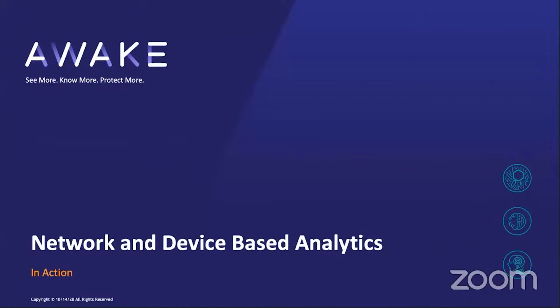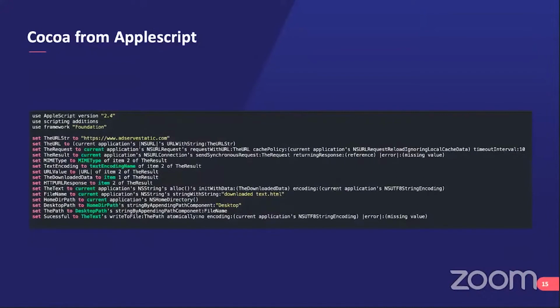So here is the fun part, the network and device-based analytics that allow us to actually find interesting things in interesting ways that we'd miss otherwise. First example, I saw some articles and examples of malware authors using AppleScript. And AppleScript is a weird language that you can use to automate OS X.